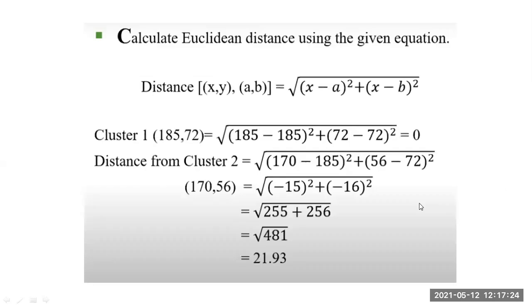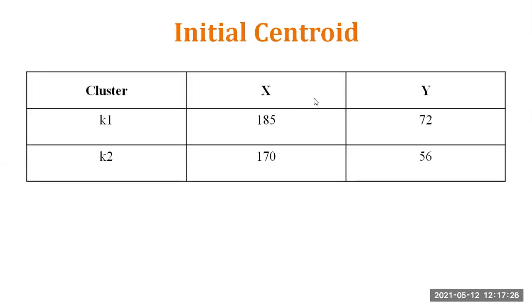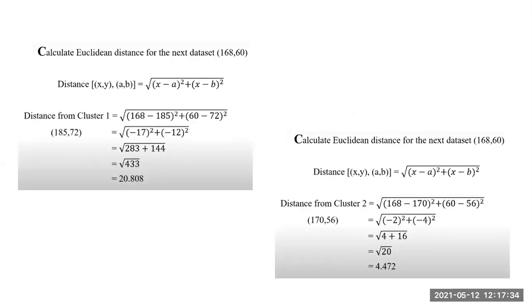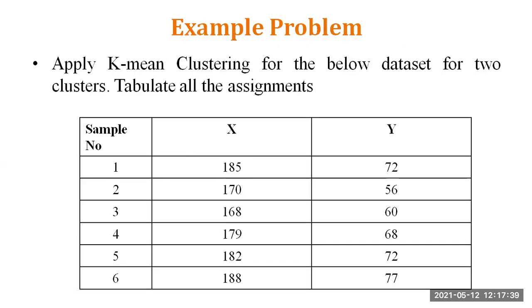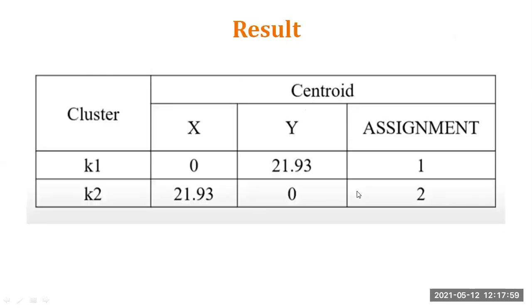Initially there is no need to be confused here. We are trying to compute the distance between these points only, the centroid values only. Now we'll have a clear understanding. I'm going with the third data point, that is 168 comma 60. Its distance should be computed with cluster 1 k1, that is 185 comma 72, and with cluster 2, that is 170 comma 56. I'll try to show you the same thing here.